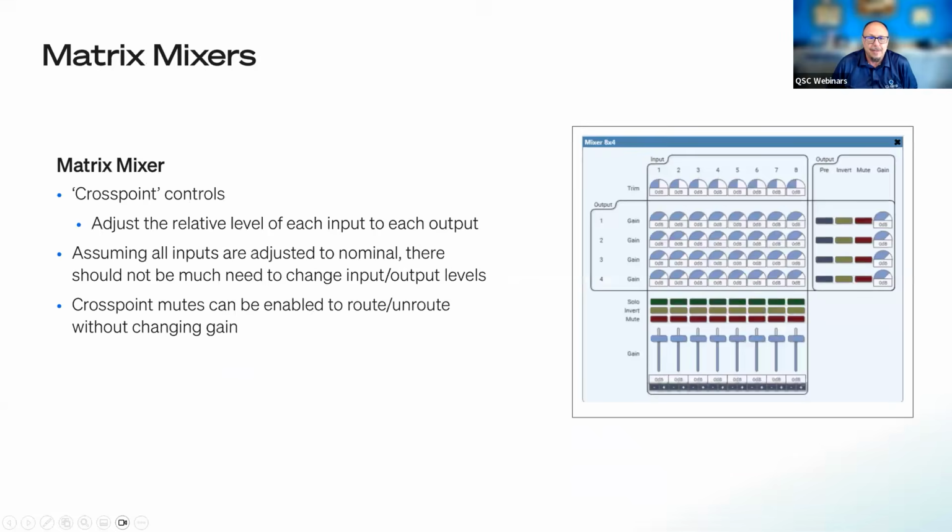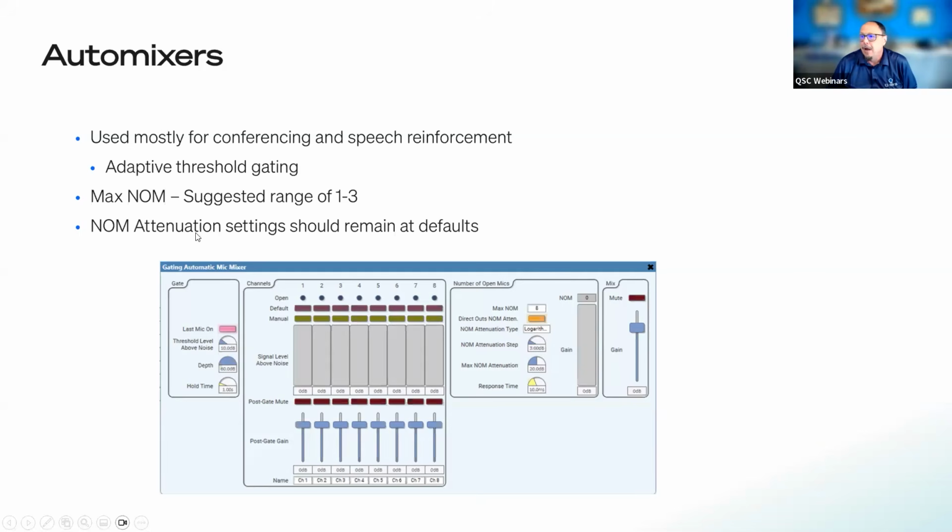Nominal attenuation settings should remain somewhere around defaults. If you're really getting into it, if you really understand how to use one of these, you may be able to work with that. Rarely, if ever, do you need more than 3 mics. The more microphones that are open, the harder it becomes to manage feedback in the space.